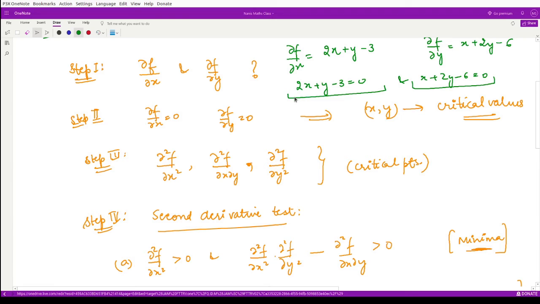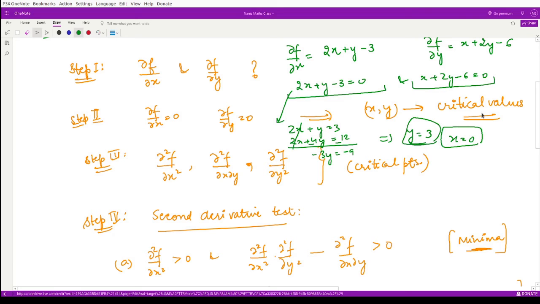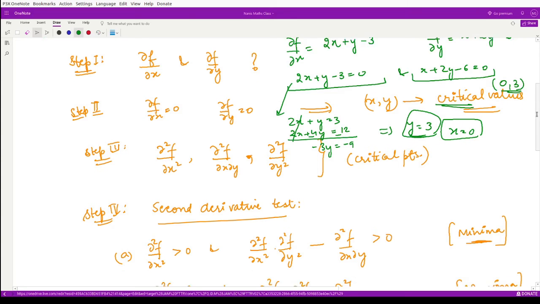You can solve this using any of the methods that you already know. So you obtain the value of y as 3 and the value of x as 0. So your critical point here becomes (0, 3). So this is the critical point here.